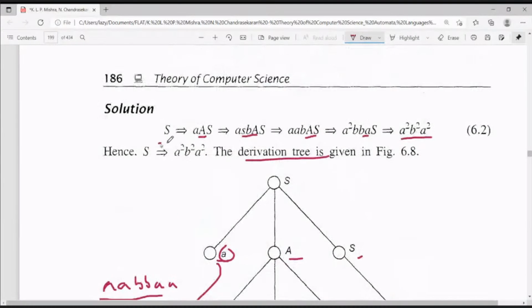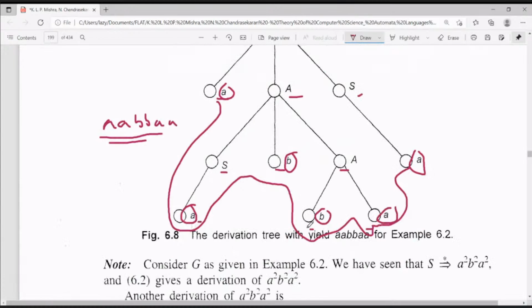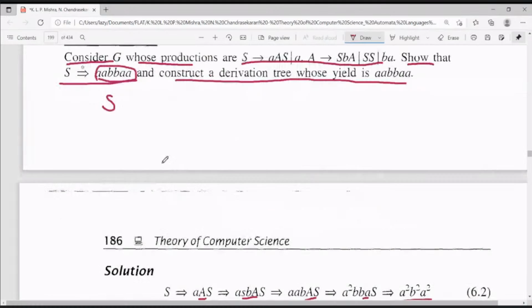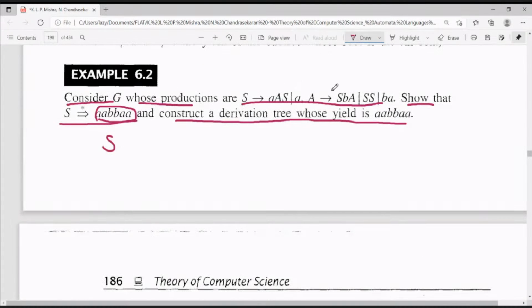Once you know the derivation, you can represent it in the form of a tree. But how will you get to this terminal string? For that, you have to apply your intuition on which production to choose from the set of productions so that you can get this.